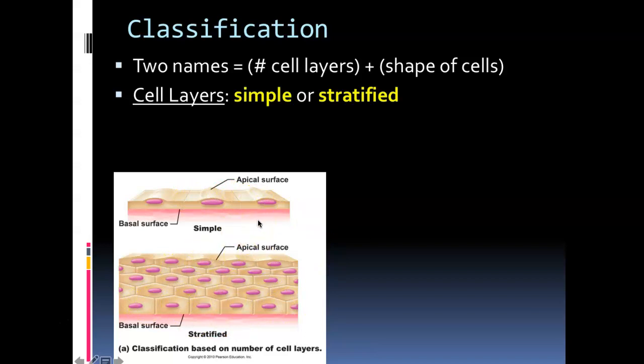So at this point, I would ask the question, which one do you think you would find on the inside of your mouth? Would you find simple or would you find stratified? And I hope that you would answer stratified.